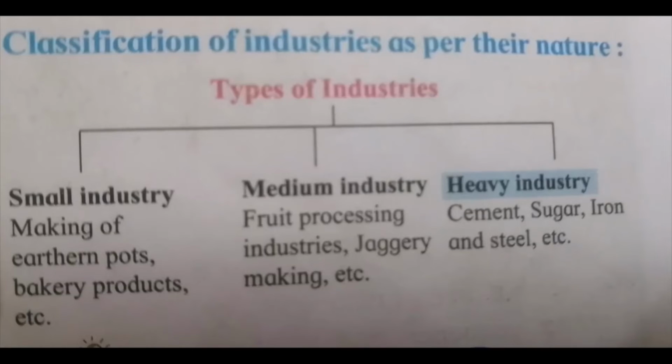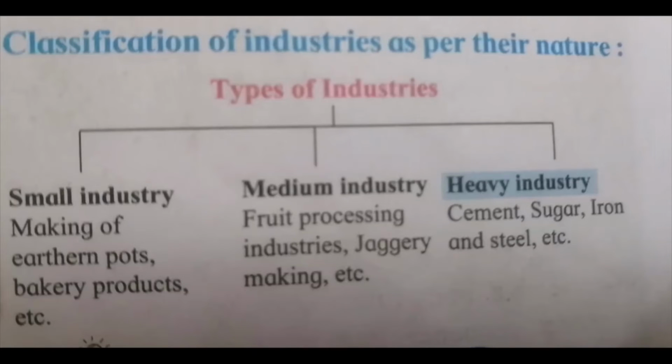So mainly it is divided into three divisions. One is small industry, medium industry and heavy industry. Small industry consists of making of earthen pots, bakery products, etc. Medium industry includes fruit processing industries, jaggery making, etc. And heavy industry includes cement, sugar, iron and steel, etc.